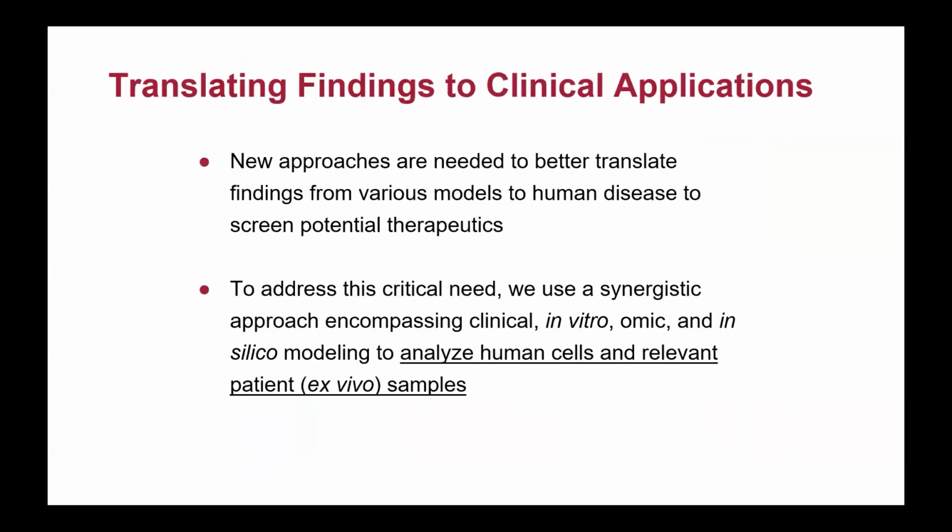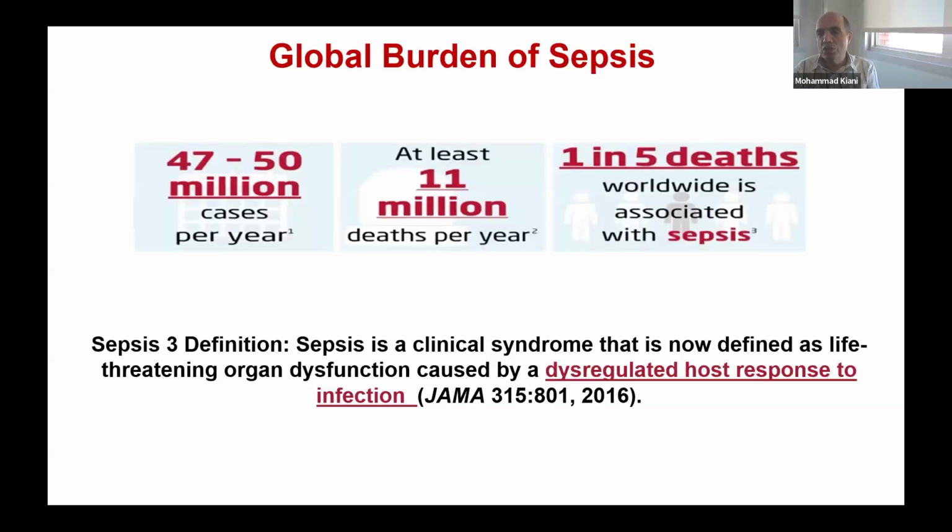So having said all of these examples, now I want to get into the main part of this, which is how do we translate this into clinical applications? So we know that new approaches are needed to better translate findings from various models to human disease. And so we have used a synergistic combination of approaches, both in vivo, in vitro, omic, and in silico modeling to see how the system works. We already talked about how important sepsis is. There are 47 to 50 million people every year treated around the world, at least 11 million deaths per year, 1 in 5 deaths worldwide associated with sepsis.